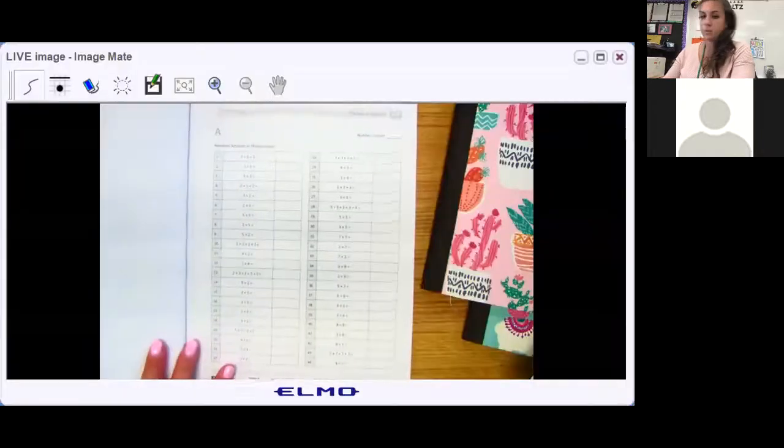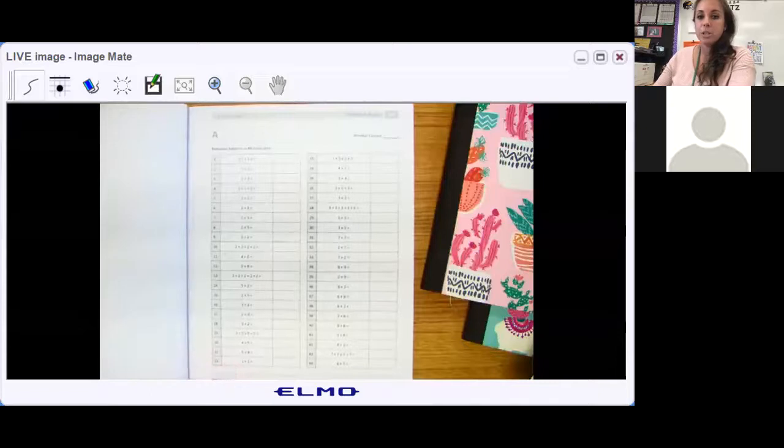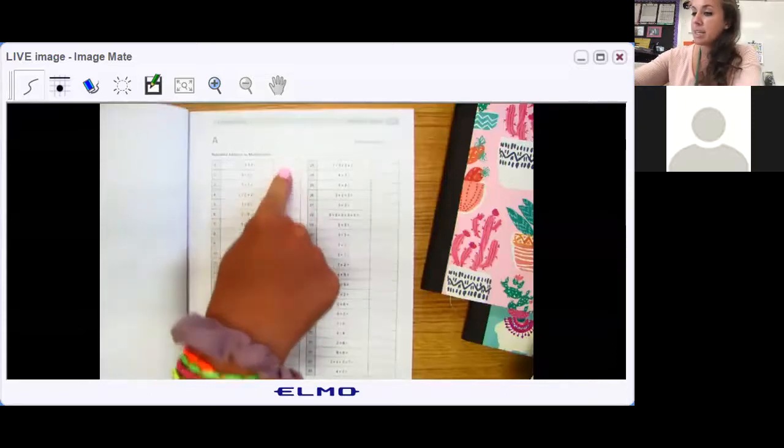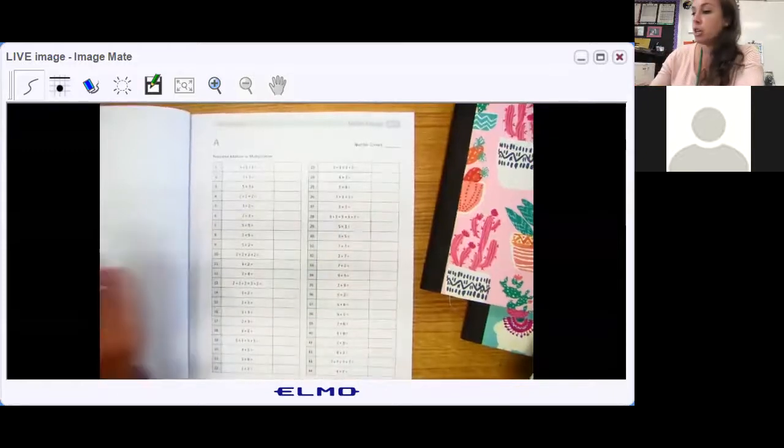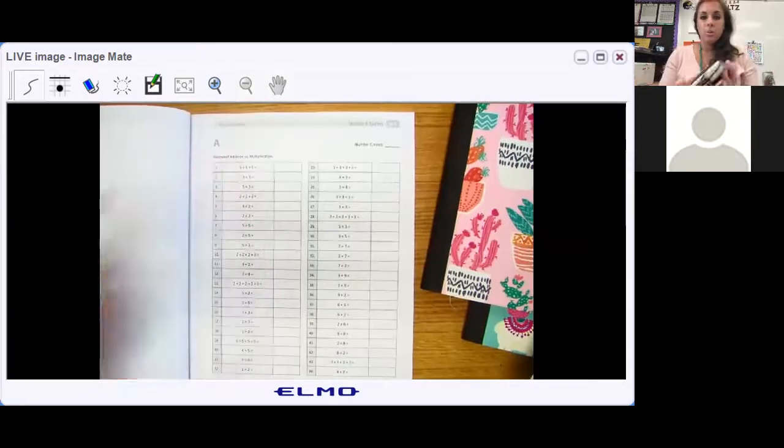All right, now that you have your materials, we're going to start with a sprint. The sprint we are going to do today is found on page 11. Just a reminder, when we do our sprints, you're going to start at number 1 and work down that column. When you finish, go to the top and go down. So make sure you're on page 11, which is sprint A, and you're going to have 1 minute. Ready, set, go.